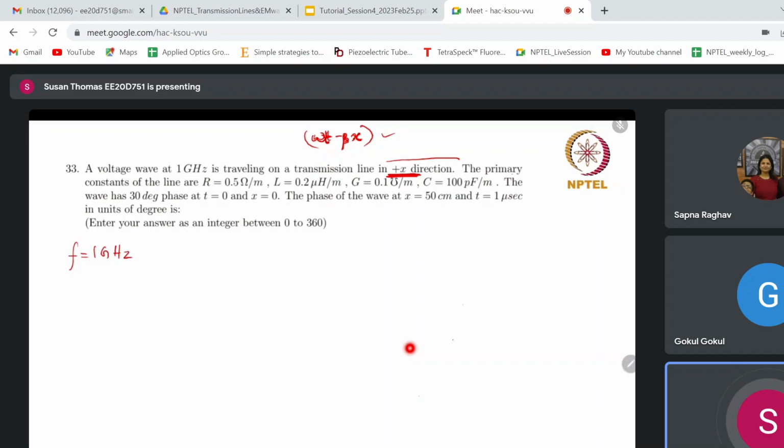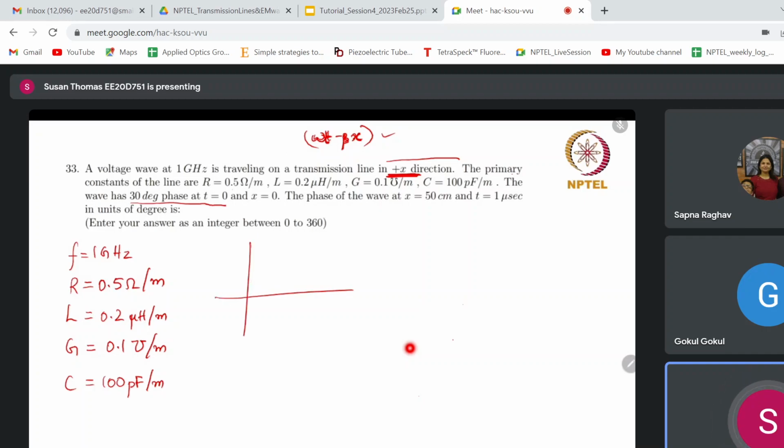Moving on, the primary constants of the line are given. Let us write them down. R is 0.5 ohm per meter, inductance L is 0.2 microhenry per meter, G is 0.1 mho per meter, and C is 100 picofarad per meter. Now, the wave has 30-degree phase at time t equal to 0. So when the wave starts, at time t equal to 0, the phase of that wave is 30 degrees.